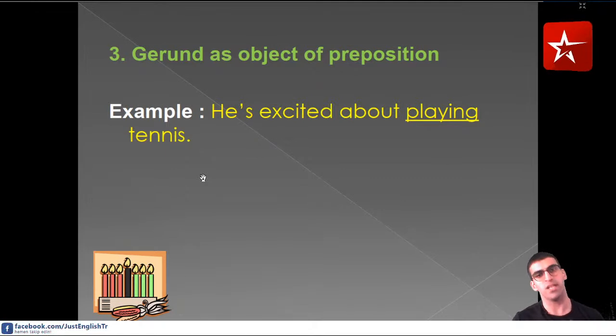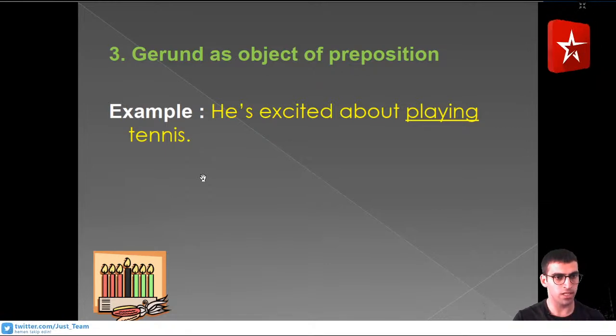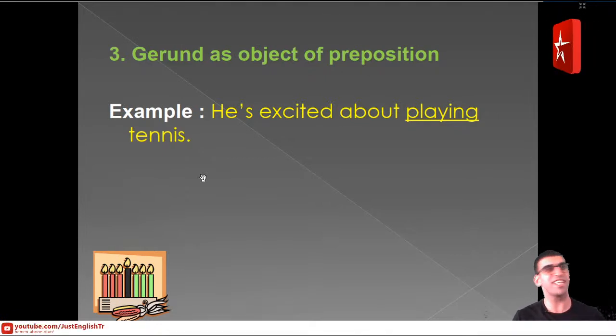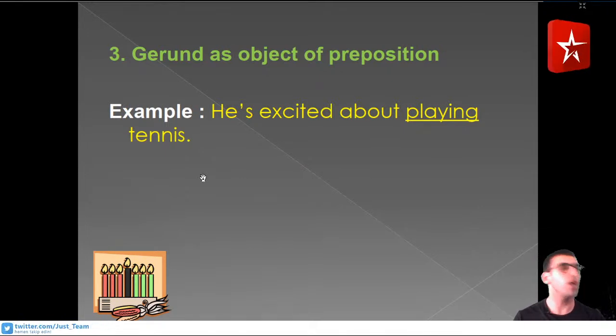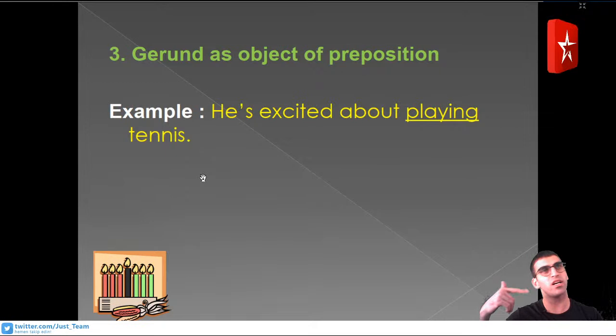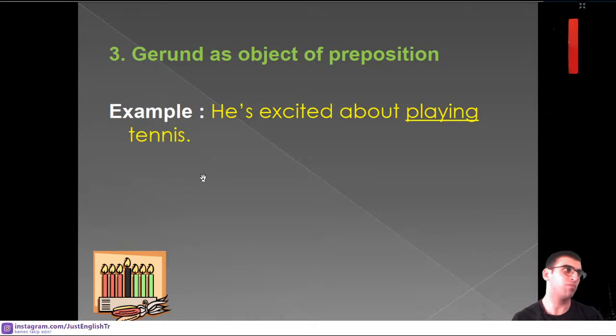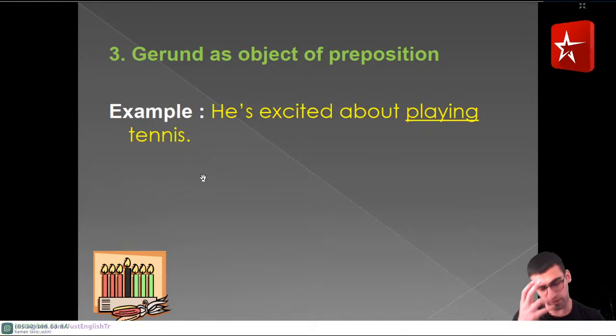For example, interested in, right? You know that one. Interested in. I am interested in reading books. I am interested in, as you know, is one of the prepositions in English. I am interested in reading books. Or I am thinking of playing football tonight.